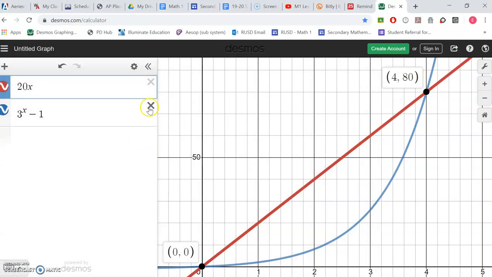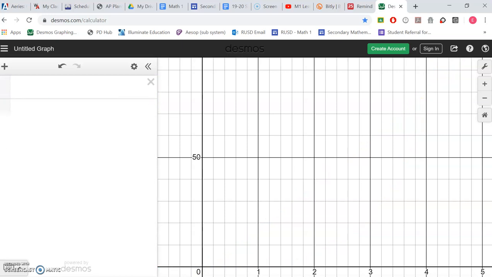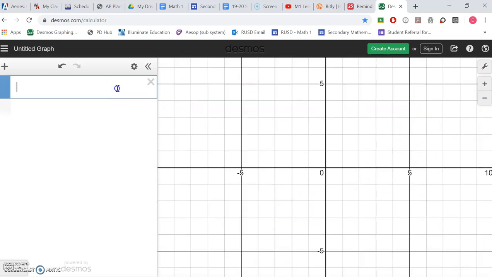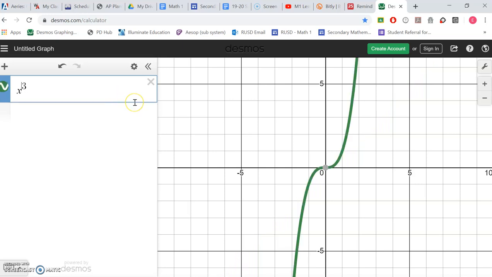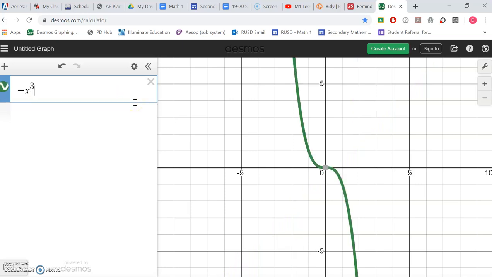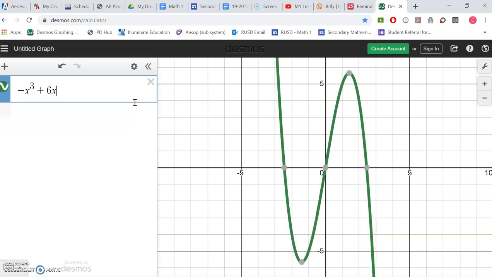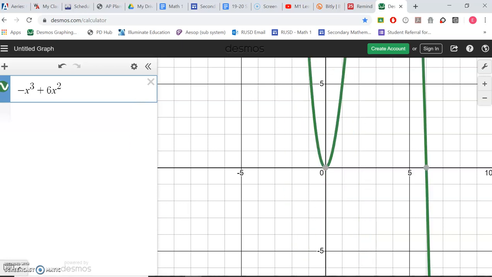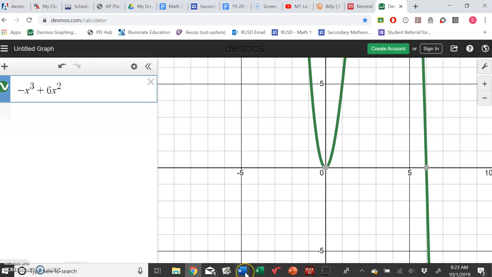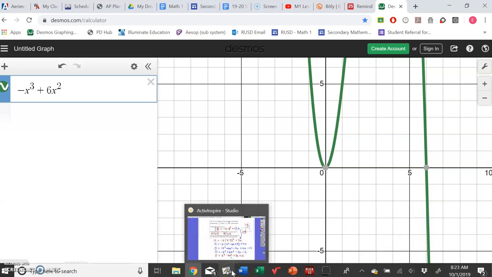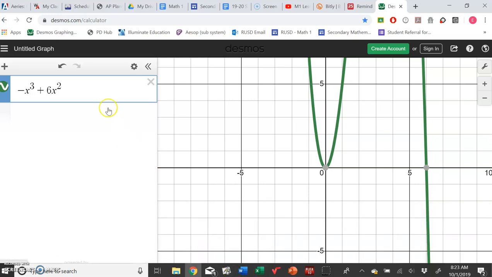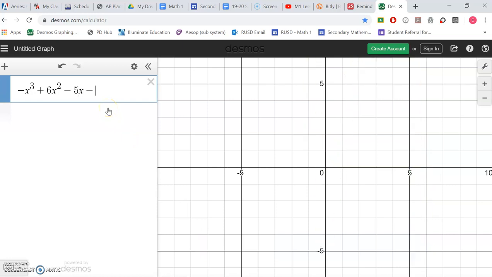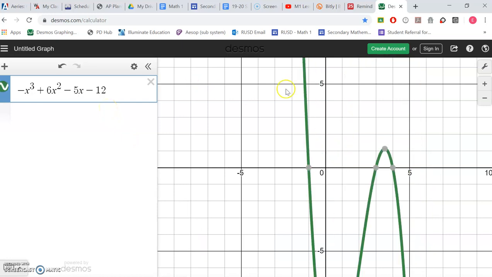So get rid of both of these. Go to regular window. X cubed. Let's actually do the negative x cubed. Plus 6x squared. Looking back at the equation again. Minus 5x minus 12. Yep. So 3, 4, and negative 1.